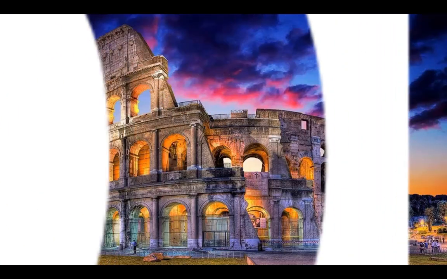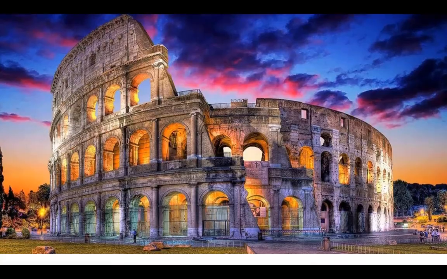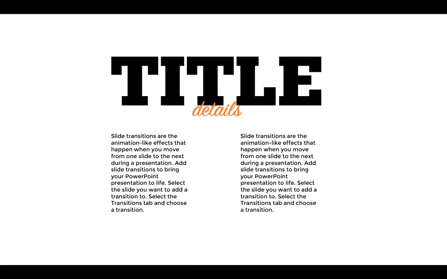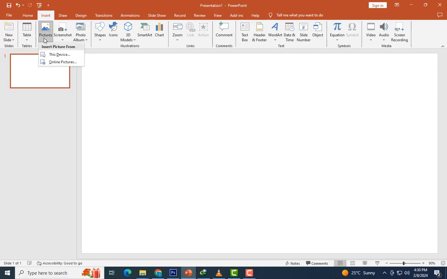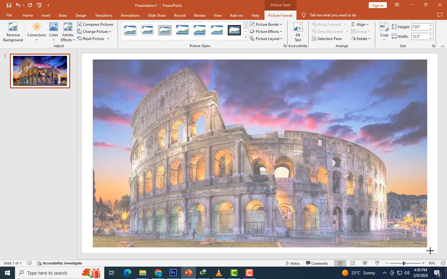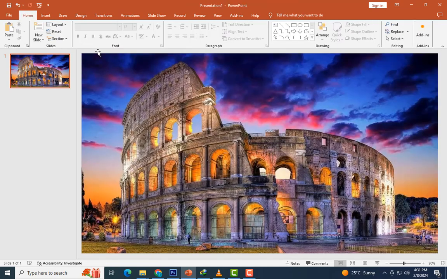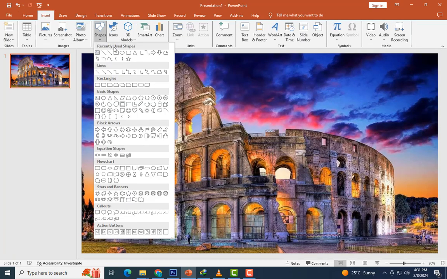Today we're learning how to make this amazing Rome-inspired slide in PowerPoint all the way from scratch. Let's start from a blank slide, right click and paste your picture. Let's fill it so it covers the entire slide. Now we're going to add a rectangle on top of it. Drag it across the entire slide.